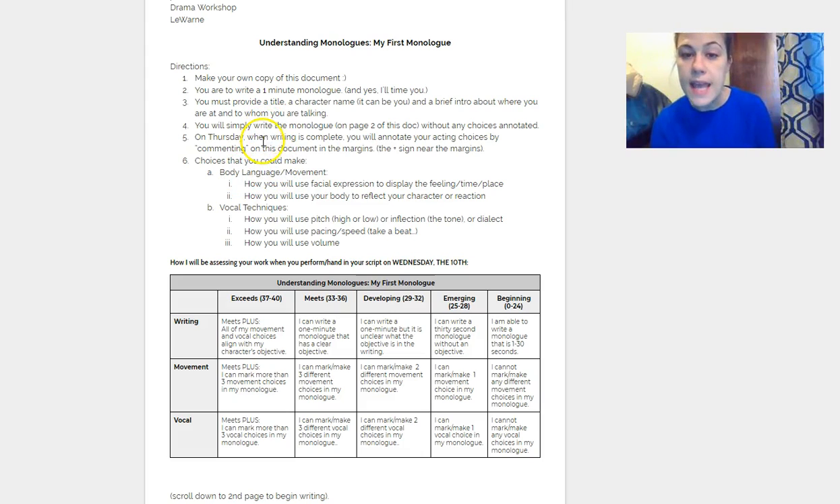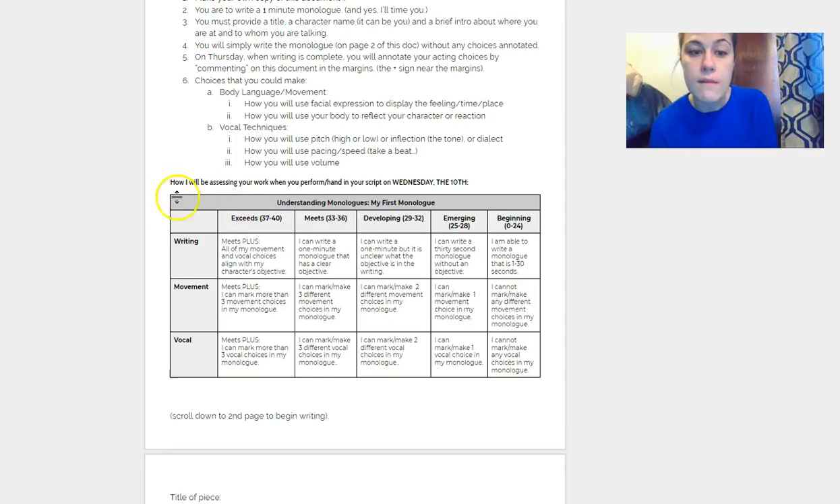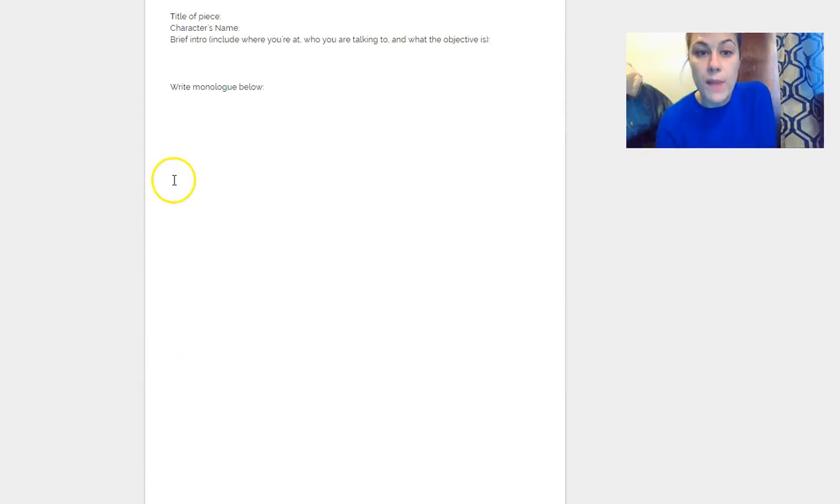But essentially today, and I have the writing portion here in the rubric, you're going to be focusing on just the construction of that piece. So for today, I just want you to scroll down to page 2. You're going to be coming up with the title of the piece, who you are, that intro, where you're at, and really what your objective is, who you're telling something to, what message you're delivering, what has just happened right before you deliver this monologue.